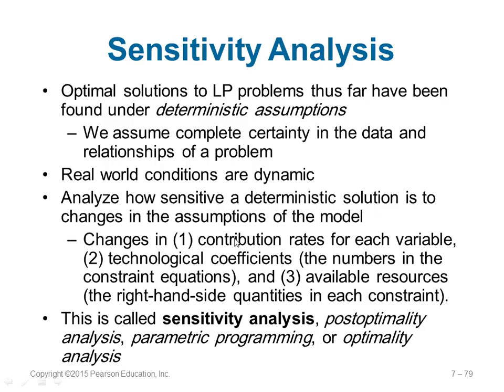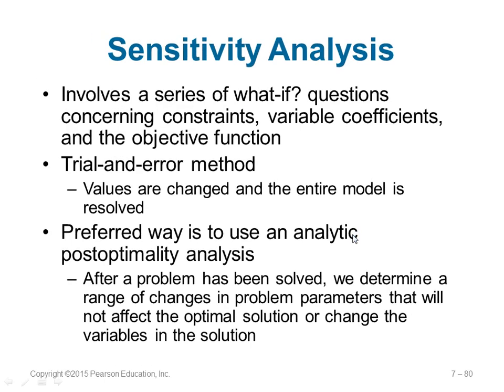So it is possible that the contribution rates of each decision variable, which means the values given in the objective function, change, or maybe the constraint coefficients, which are on the left-hand side of the constraint, change, or the resources that are available, which is the right-hand side of the constraint, change. These things can be analyzed using what is called sensitivity analysis, which is also called post-optimality analysis, parametric programming, or optimality analysis. Lots of names for it.